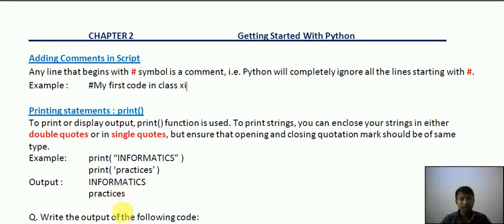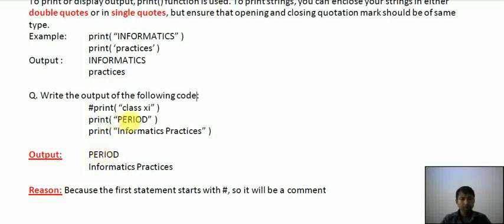Now let's see a question. Write the output of the following code. So this is a code and you have to write the output. The first line is hash print class 11. Then the next line is print period. The next one is print informatics practices.